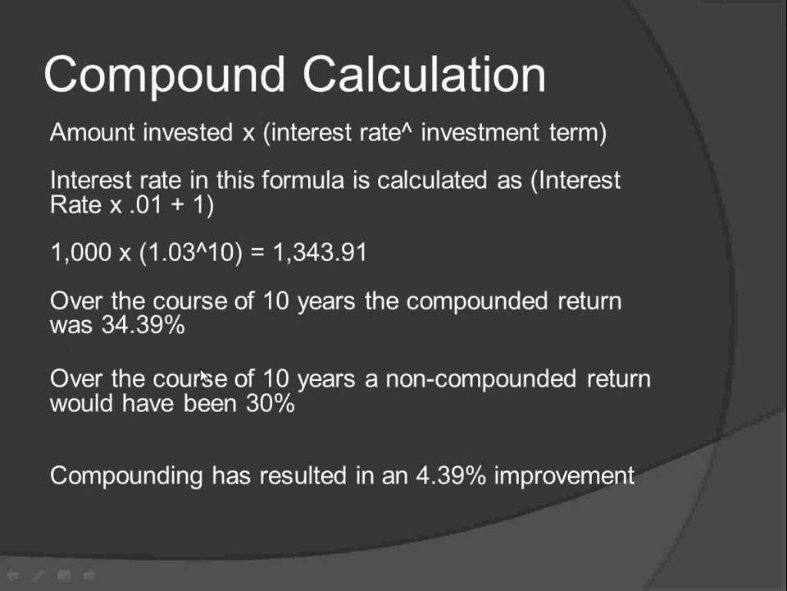Now, that being said, if you didn't compound your return, and let's say all you did was receive 3%, 3%, 3%, 3%, and you threw it in under the cushion, well, that would mean you would have earned 30% because you never took your money and reinvested it. All you did was just take that money out of the investment and you never reinvested it. All you did was hold on to it. So as a result, after compounding for 10 consecutive years, you have a 4.39% improvement had you not compounded your return.